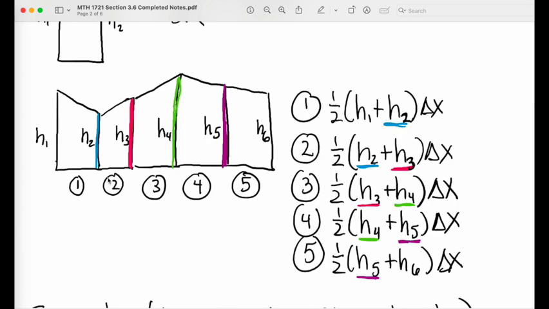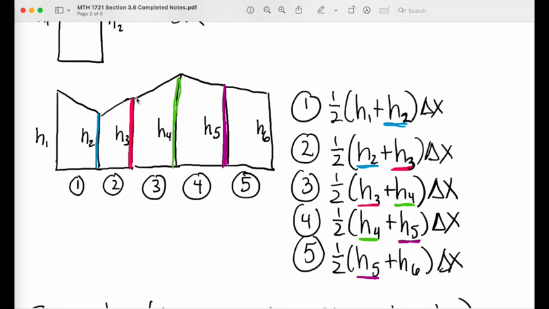But what I want you to notice, and why it's important, because this is in the trapezoid rule, this side right here is in common with the first and the second trapezoid. This side right here is in common with the third and the fourth trapezoid, and so on.